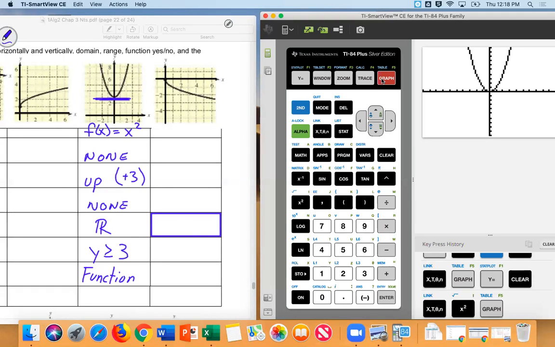Now, how do I get that? Well, I take my parent function, which was f of x equals x squared. And the only thing I did to it was add 3. I just shifted the whole thing up 3. That's it.